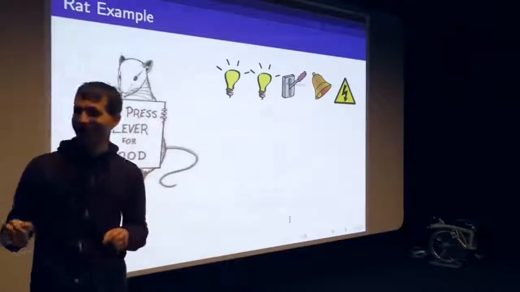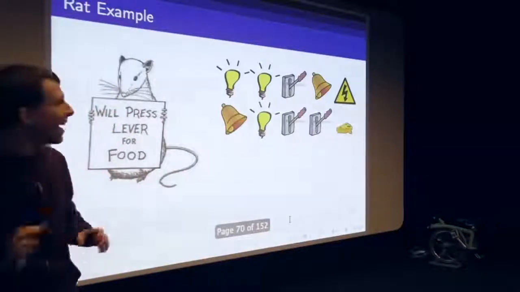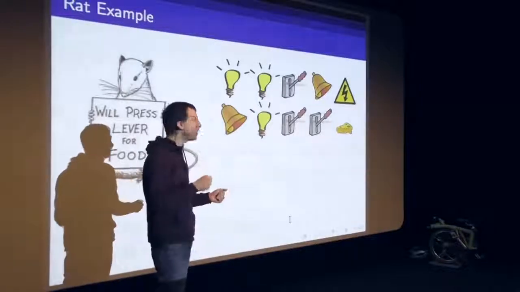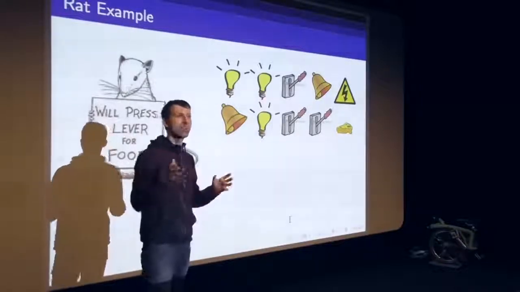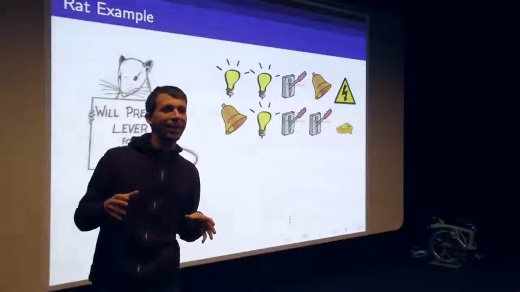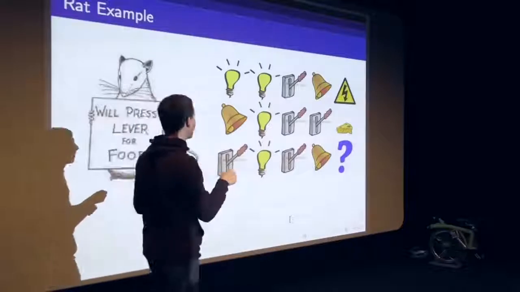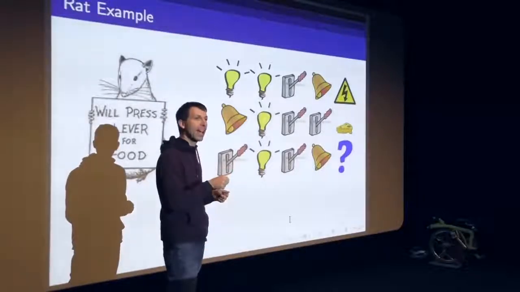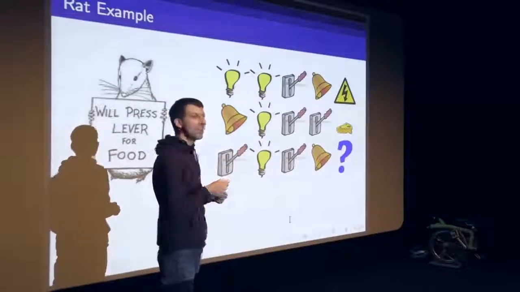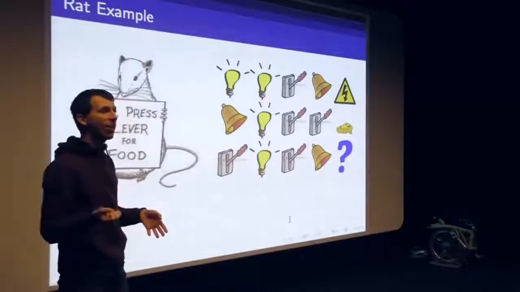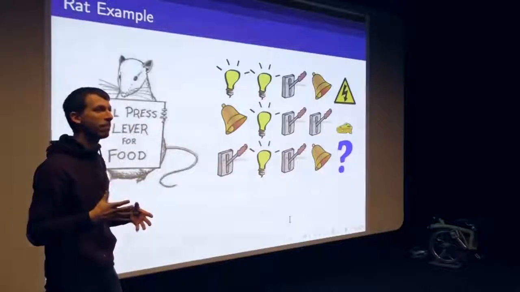Second episode, you hear a bell, see a light come on, you pull a lever again, and you get a delicious piece of cheese. Third episode, pull a lever, see a light come on, pull a lever again, hear a bell, and now you need to predict for me. Are you going to get electrocuted, or are you going to get a delicious piece of cheese?